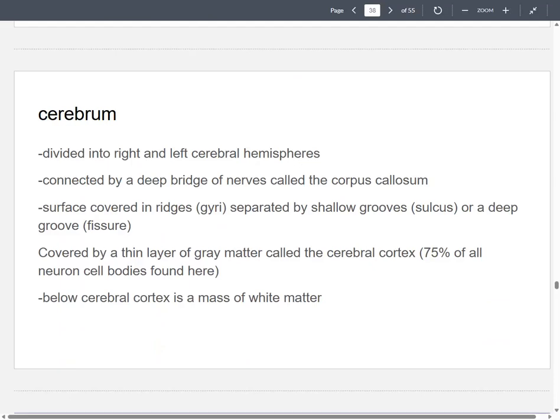What is the purpose of these ridges and grooves? They are going to increase surface area. More surface area means we have more computing power. The cerebrum itself is going to have a cortex layer. It's very, very thin, and it is composed of gray matter. There is no myelin sheath here. 75% of all neuron cell bodies are found in this very thin cerebral cortex. Below it, we're going to find axons that are covered in that myelin sheath. Below that cerebral cortex, we are going to find white matter.